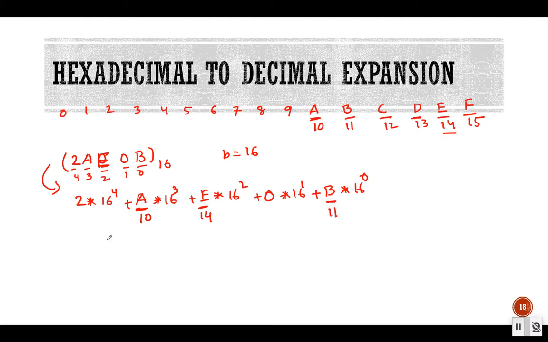Okay, so now we are going to do the calculation. This is just writing 2 times 16 to the power 4, that's not A, 10 times 16 to the power 3, that's not E, 14 times 16 to the power 2, like that, and 11 times 16 to the power 0. So that should give me the value of 175,625, in decimal, in base 10, or you can just write 175,625.